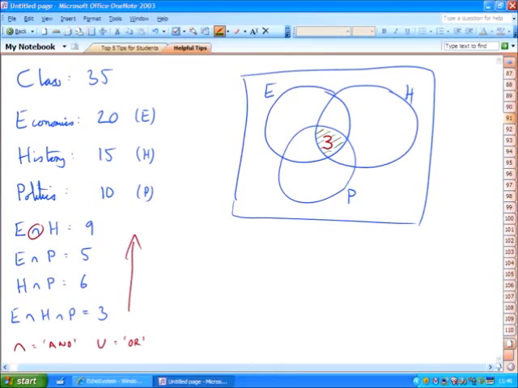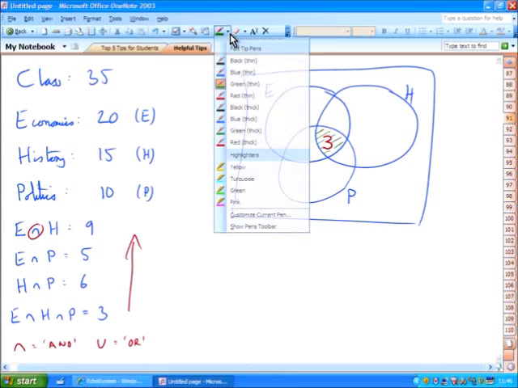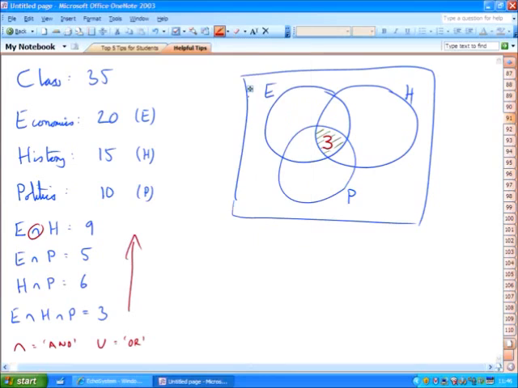Right, let's consider we have 6 students who study both history and politics. Well, where do students study history and politics? Let's just write the number in. The number 3 is going to go in here. So we have 2 lots of 3, so 3 plus 3 gives me 6, and these denote the 6 students who study history and politics. It just happens to be that 3 of these 6 students study economics as well.